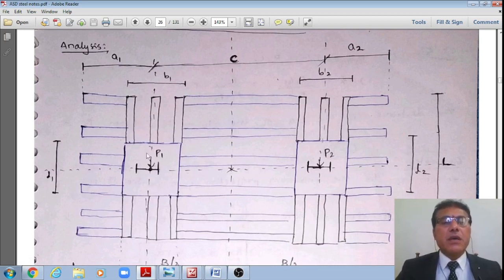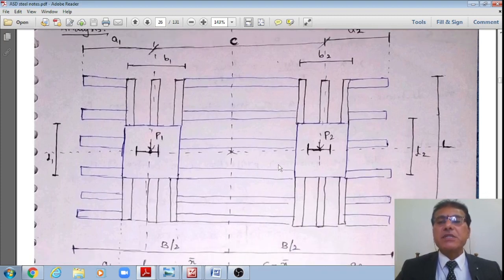This is how the load on the left column is transmitted onto the top tier grillage, which is transferred onto the lower tier grillage. Similarly, for the right column also, transmitting a load of P2 kilonewton onto the base plate is transmitted onto the top tier grillage, transmitting the load onto the bottom tier grillage.